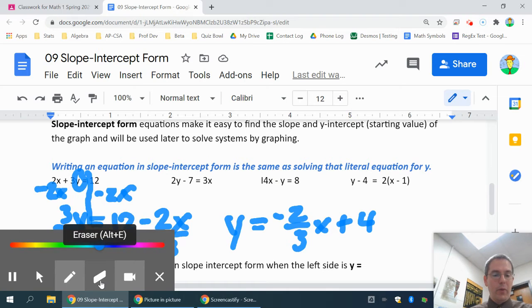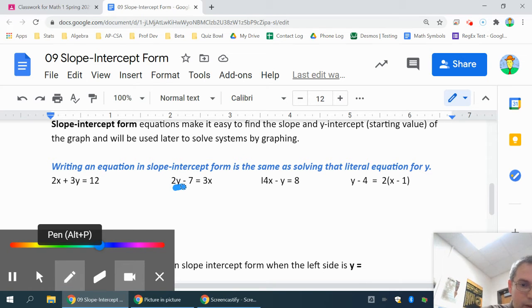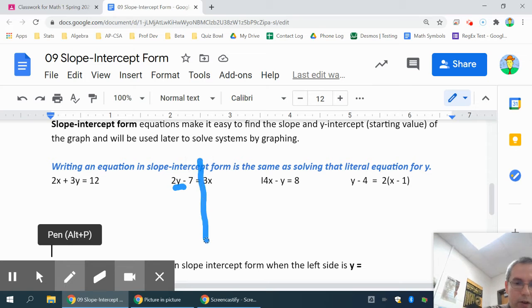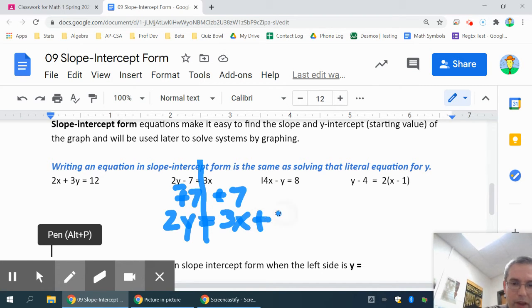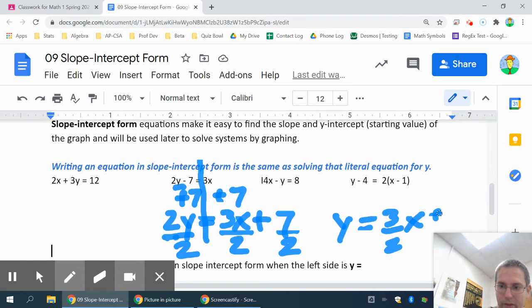We'll go ahead and look at another one. On this one, I need to get the y by itself again. So to get the y by itself, I need to start by adding 7 to both sides. So that gives me 2y equals 3x plus 7. It's probably best to go ahead and write the x first on this step. And then I can go ahead and divide by 2. And then that will give me y equals 3/2 x plus 7/2.